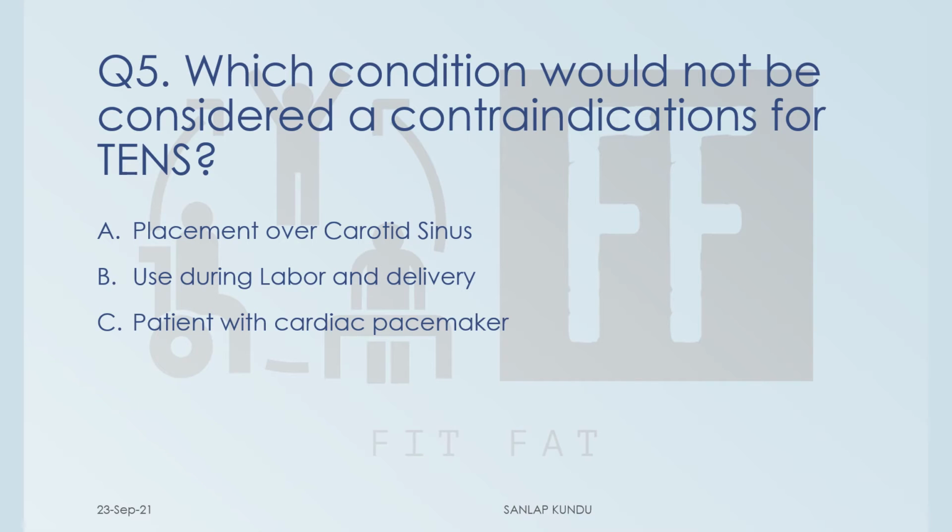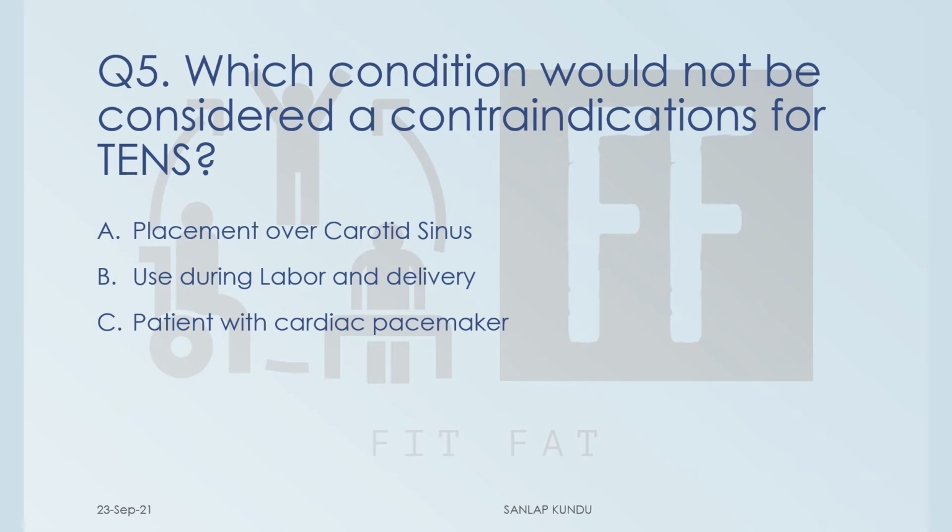Okay, option C says patient with cardiac pacemaker. Now this is a bit trickier option because if we see the study by Erickson et al. 1978, they said TENS can interfere with cardiac pacemakers of the synchronous type, but it is safe to use TENS with asynchronous fixed rate type pacemakers. Now, this type of pacemakers are rarely used today. So, patient with cardiac pacemaker is definitely not the option because it is a contraindication for TENS.